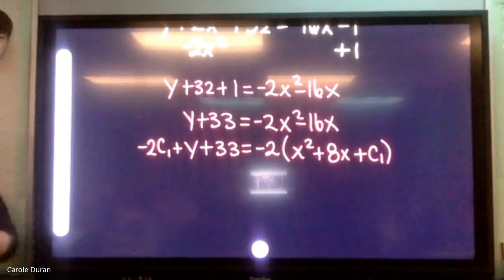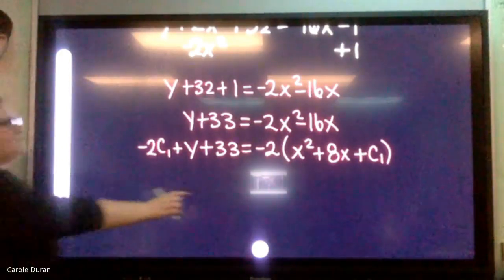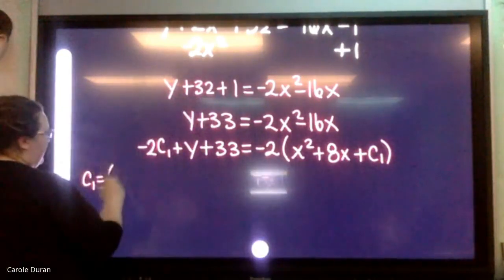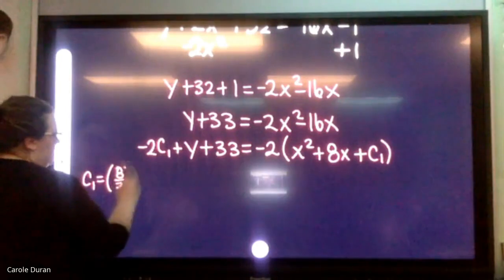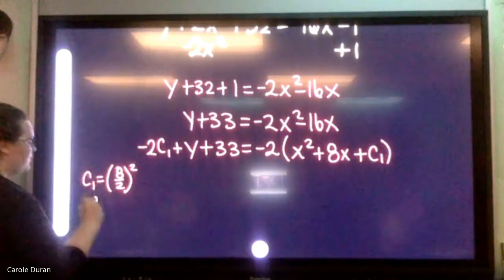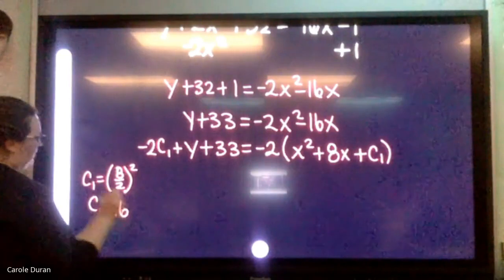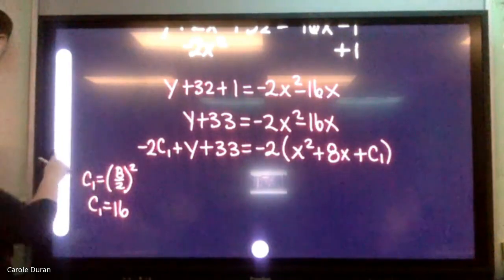Now the really, really fun question. How do I find C1? 8 divided by 2 squared. So I go to the value in front of C1. That's an 8. I take that 8 and I cut it in half. And then I square my answer. So what is 8 divided by 2 squared? 16. 8 divided by 2 is 4. 4 squared is 16. I'm going to go ahead and put that C1 value in.